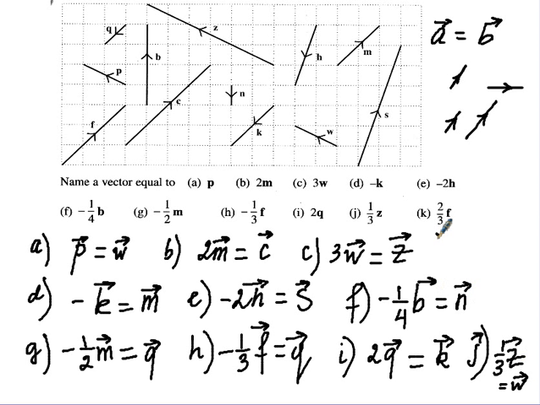And the final question K. 2/3 of F. The vector F is 3 units across, 3 units up. So the direction will be the same as the vector F, up and across, right? And 1/3 of 3 will be 1, and 2/3 will be 2 units. So it is 2 units across, 2 units up. So the vector N seems should be good.